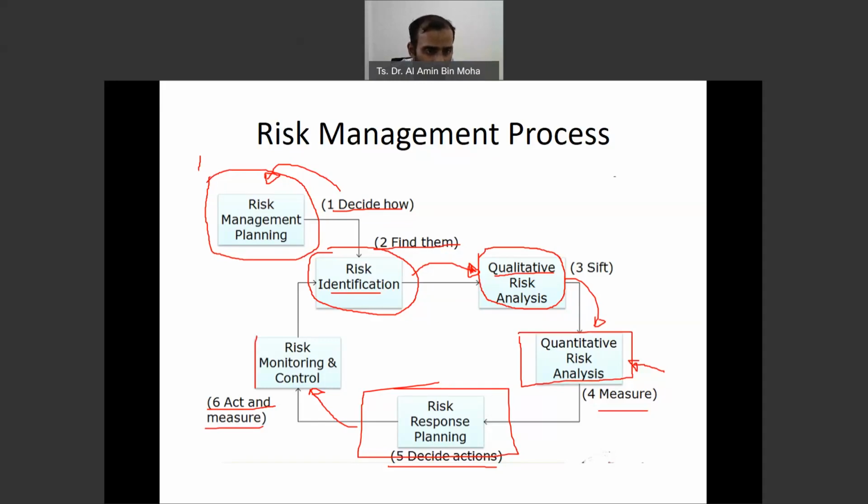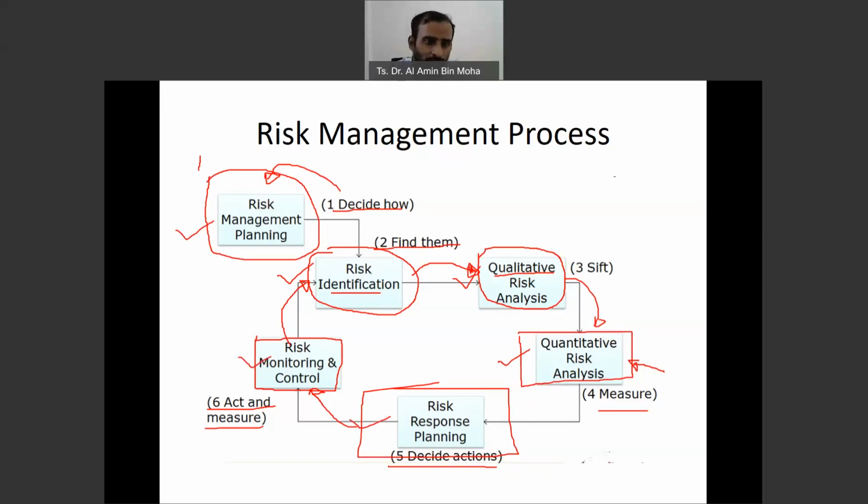So this would be the last step, which circles around actually. If you need to improve, then you identify, is there any other risk that is going to happen? If the circumstances change, you know, we need to repeat this. So you have risk management planning, risk identification, qualitative risk analysis, quantitative risk analysis, and then you respond to the planning, and then you monitor and control.